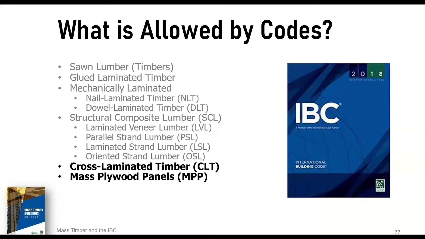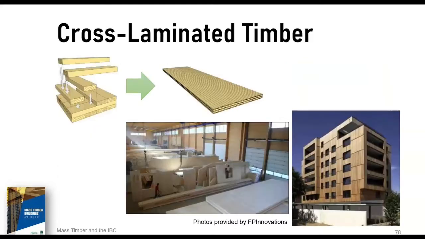Last on our list of those materials that can be a fit are cross-laminated timber, or CLT, and mass plywood panels, or MPP. Cross-laminated timber, as you can see in the diagram on the far left, is manufactured by laying up kiln-dried sawn boards or structural composite lumber in layers that are perpendicular to each other. So one lamination is in one direction, the next lamination is 90 degrees to that, and they are then put together and glued.